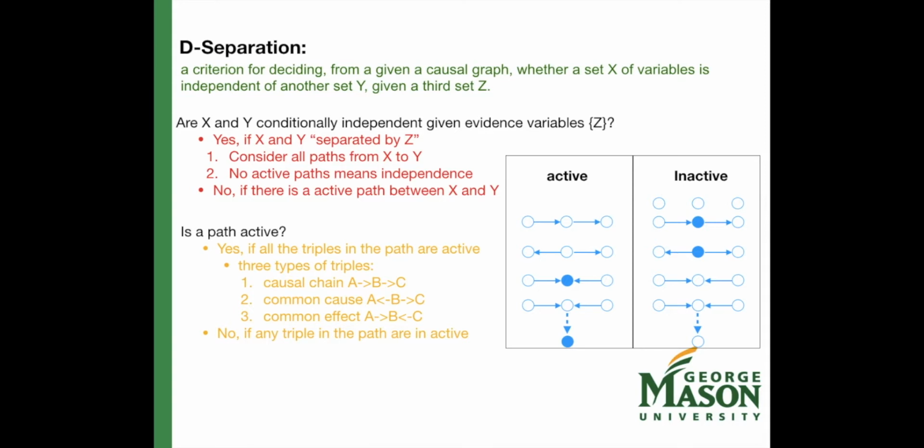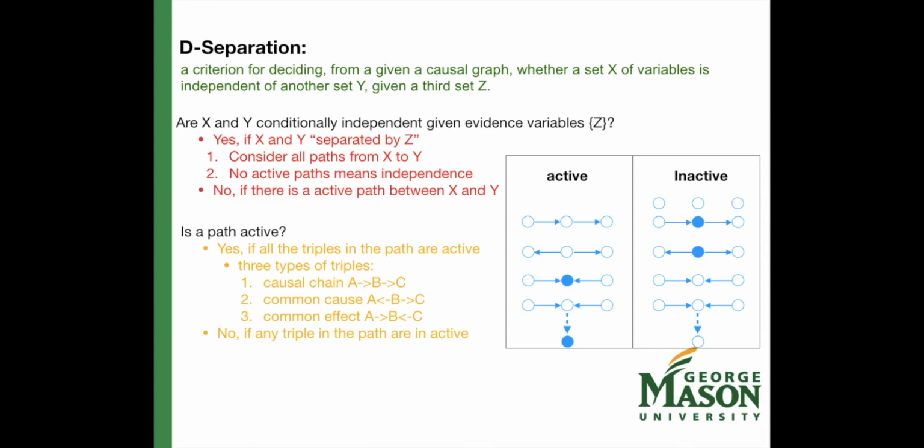D-separation is a criterion for deciding, from a given causal graph, whether a set of variables X is independent of another set Y given a third set Z. Z can be an empty set as well. So how do we know that X and Y are conditionally independent given Z? The answer is that if X and Y are separated by Z, which means that all the paths between X and Y are inactive, then X and Y are independent. And if there is any path between X and Y that is active, then X and Y are not independent.